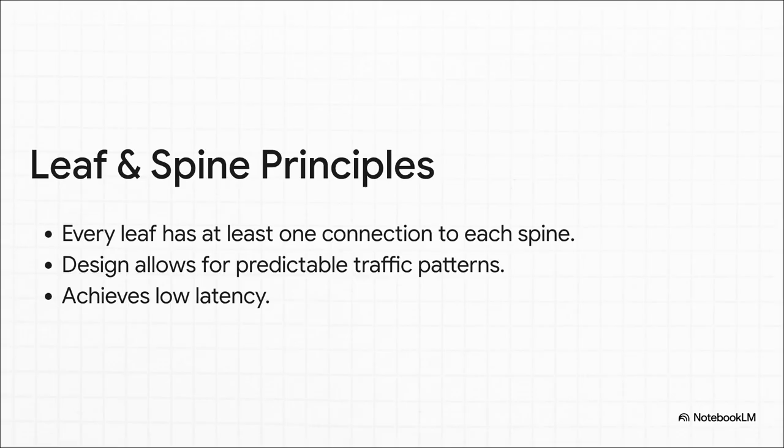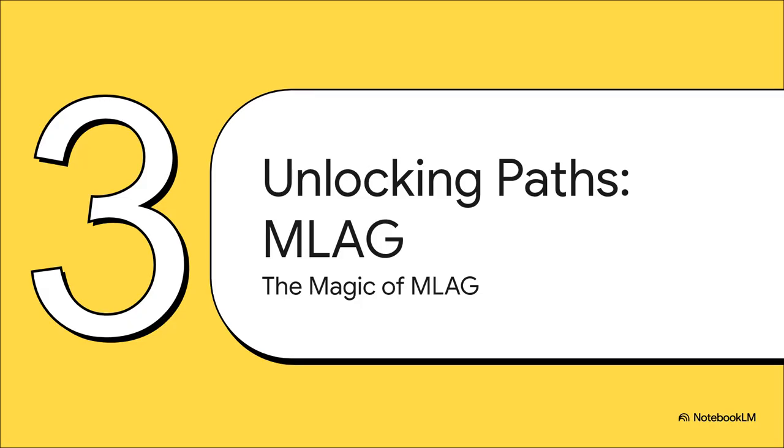Okay, so we know every leaf connects to every spine. But just as important is what doesn't connect. Leaf switches never ever connect directly to other leaf switches, and spine switches never connect to other spines. This strict grid is what creates this beautiful web of multiple, active, and equally fast paths for data to travel on. But wait a second, if we've got all these connections and all these paths, what stops us from creating the very same network loops that Spanning Tree was supposed to prevent in the first place? It's a great question, and this is where the real magic comes in.